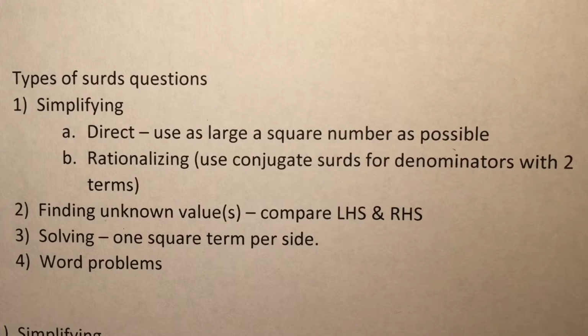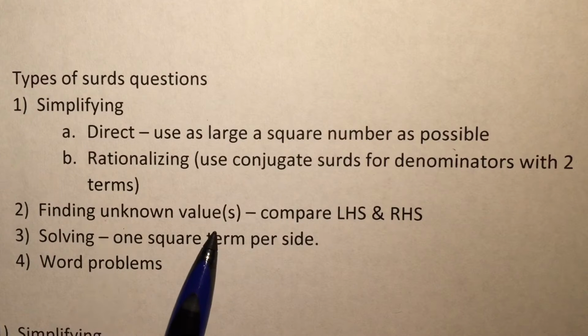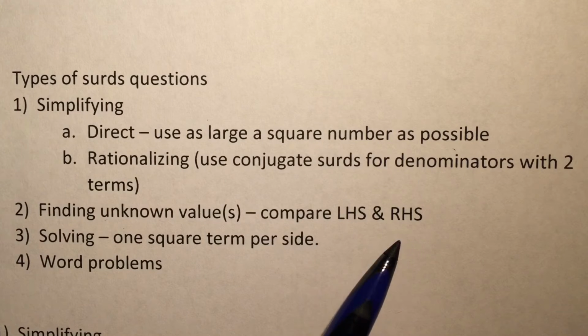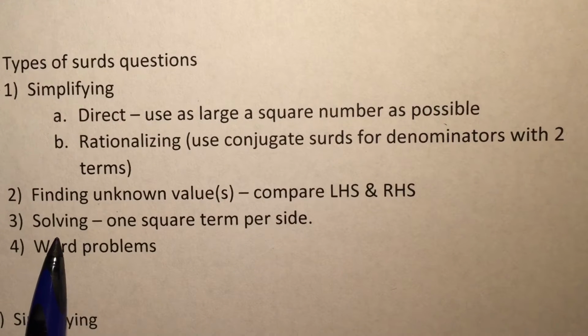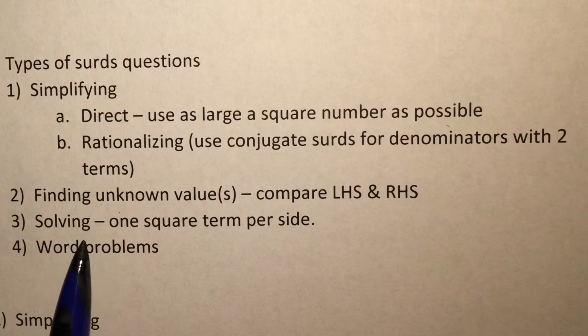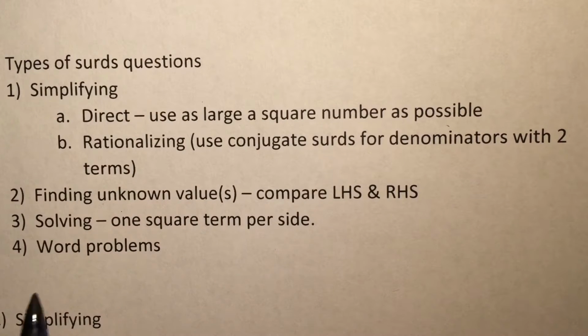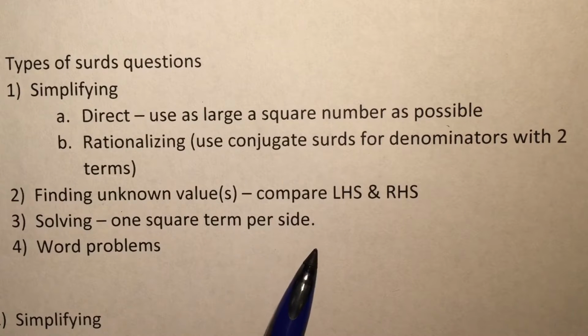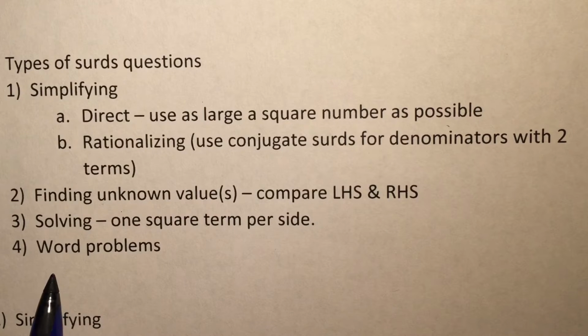Or it could be that we have been asked to find unknown values, and this is where we're going to do a comparison of the left and the right hand side. Or we could be asked to solve questions regarding the surds. In this case, we have to make it such that there's only one square term per side. And finally, we have word problems.